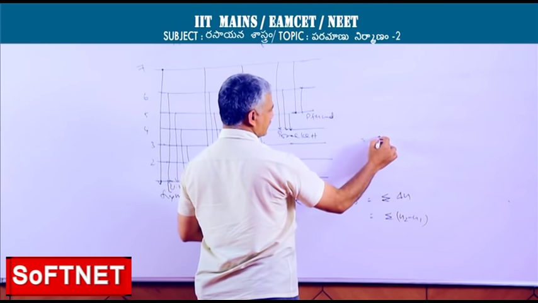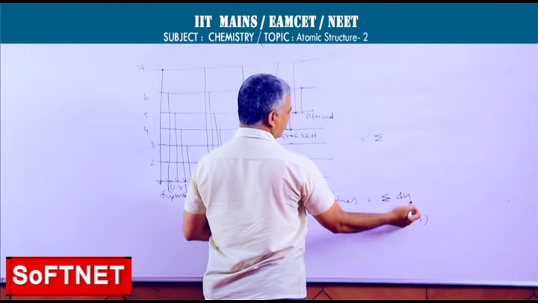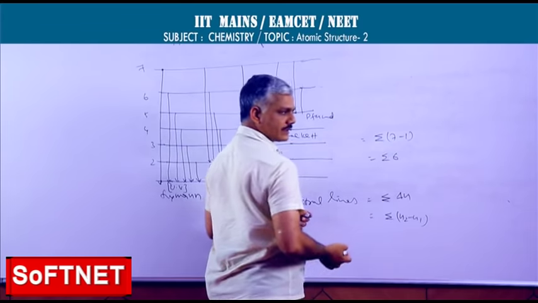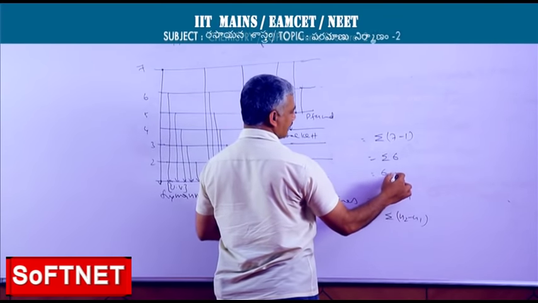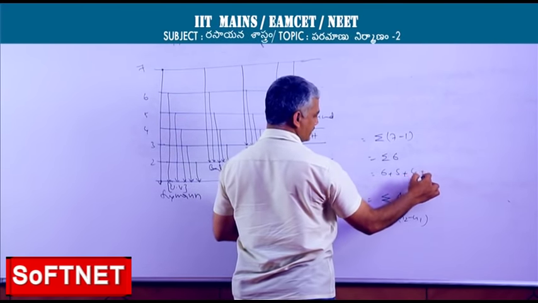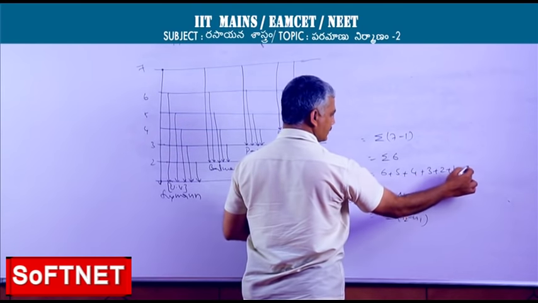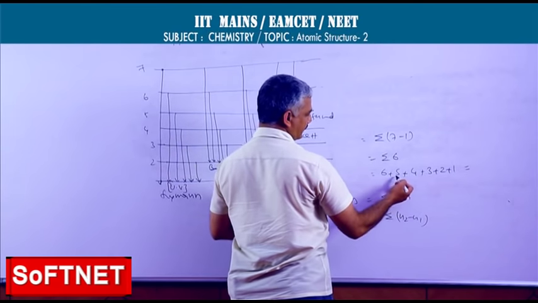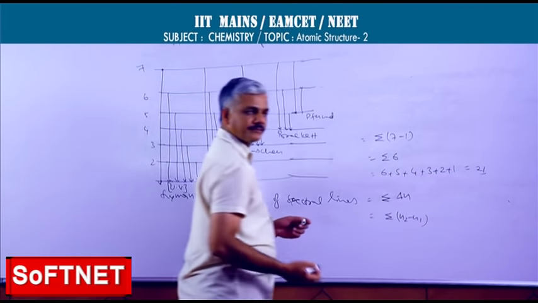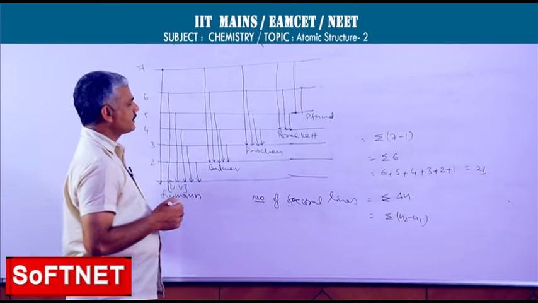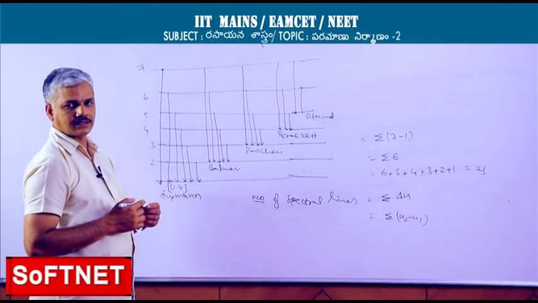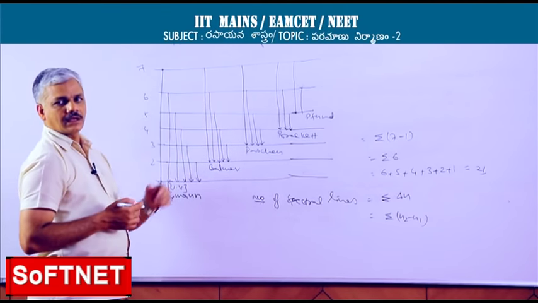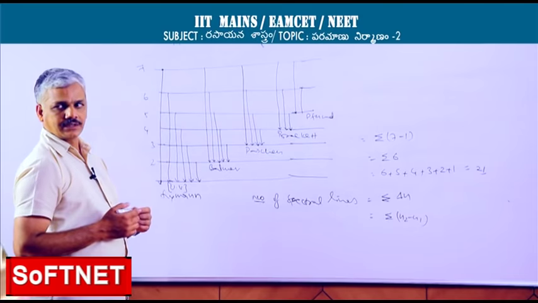Number of spectral lines is equal to sigma (n2 minus n1), 7 minus 1, that is sigma 6. Sigma 6 you can calculate like this: 6 plus 5 plus 4 plus 3 plus 2 plus 1. The total number comes out to 21. Like that, how many spectral lines are possible in a particular transition can be calculated. This is what we call explanation of hydrogen spectrum.